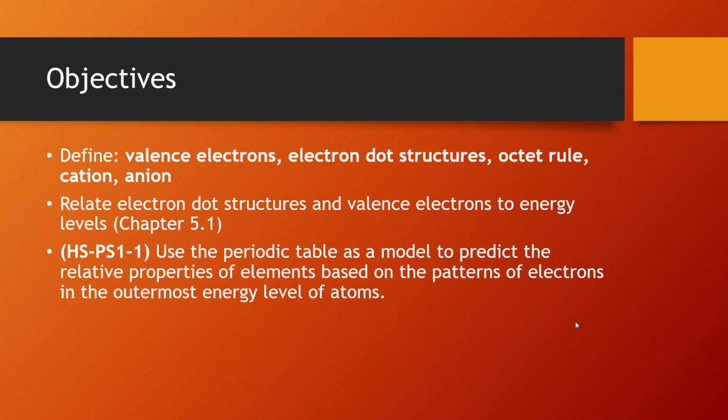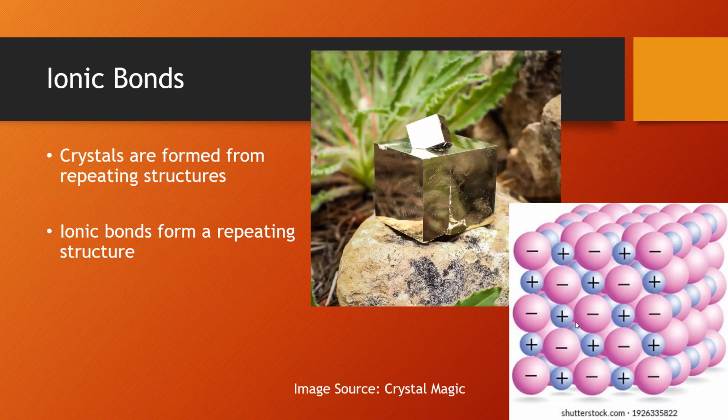Be able to relate electron dot structures and valence electrons to the energy levels, which will send you back to chapter 5.1. And use the periodic table as a model to predict the relative properties of elements based on the patterns of electrons in the outermost energy level of atoms.